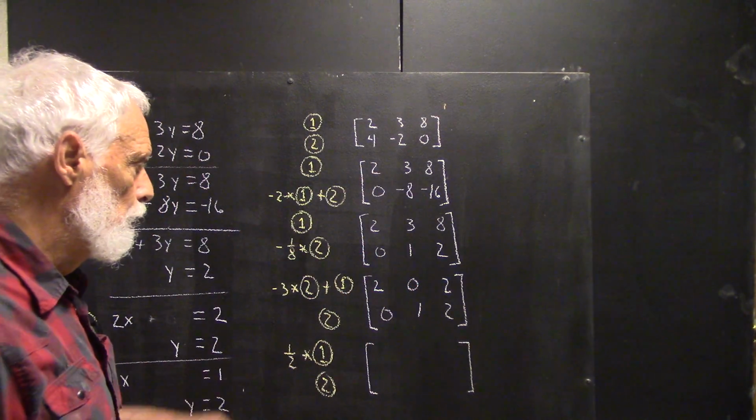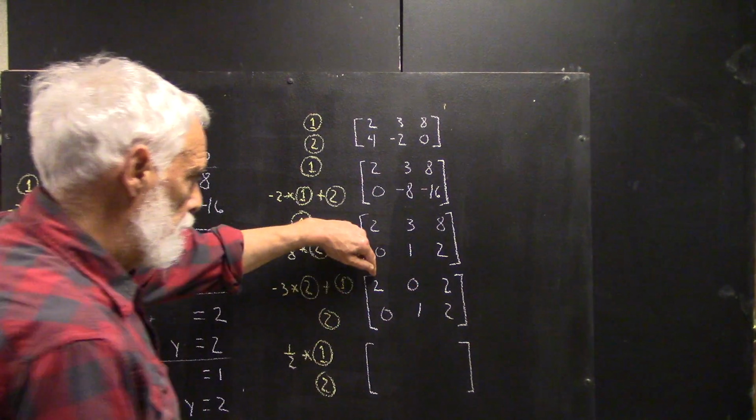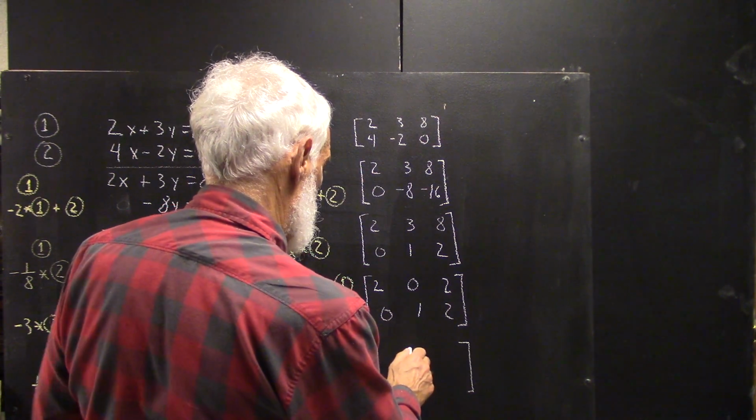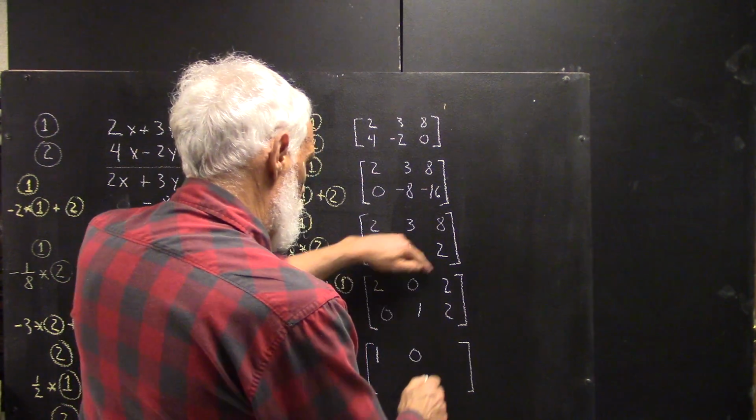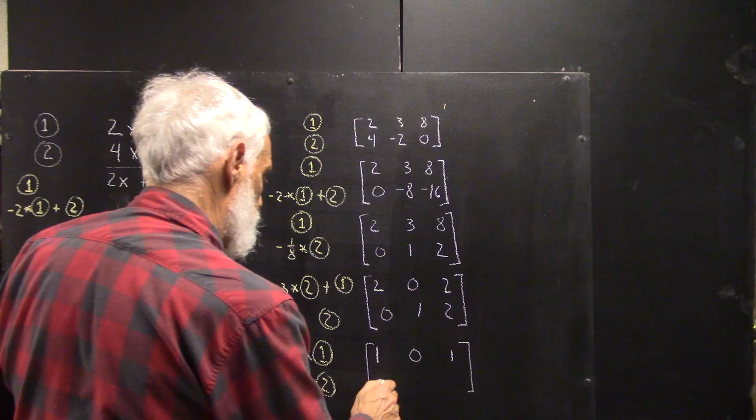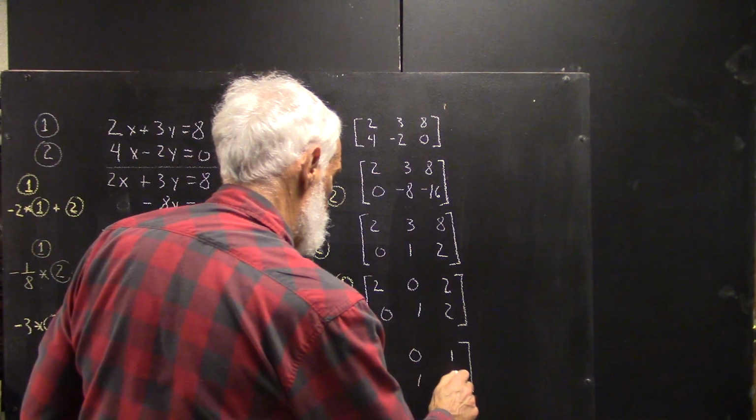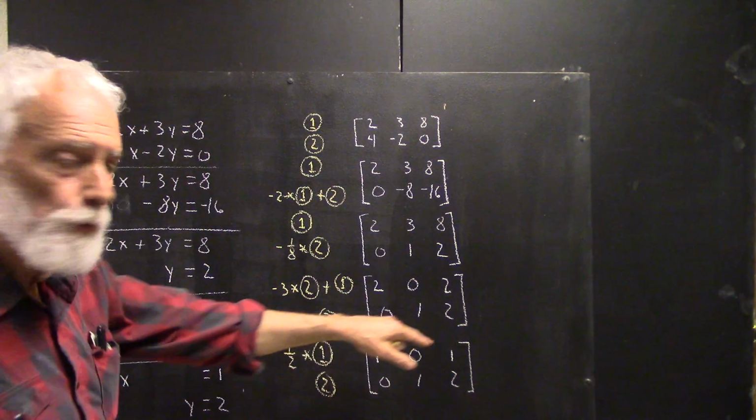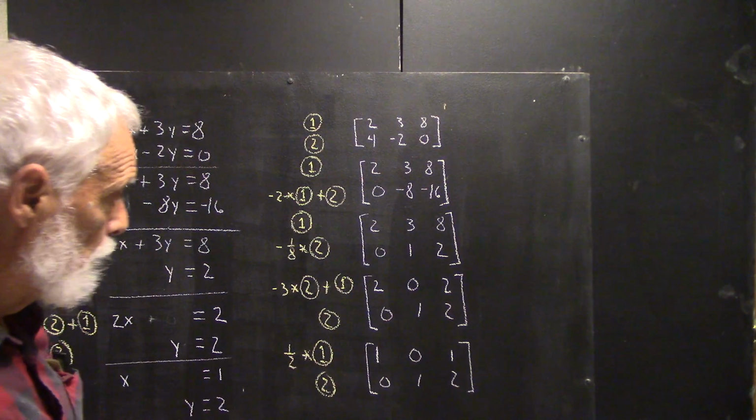And what are we going to get? Okay, 1/2 of row 1. 1/2 of 2 is 1. 1/2 of 0 is 0. 1/2 of 2 is 1. And 0, 1, 2.